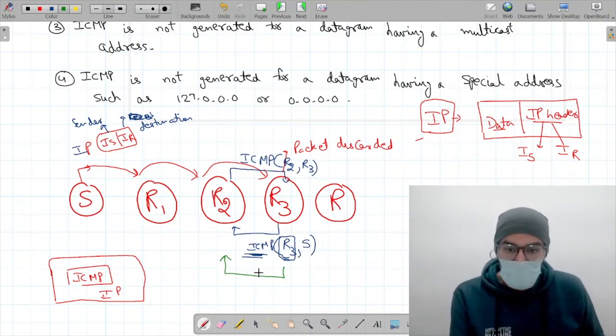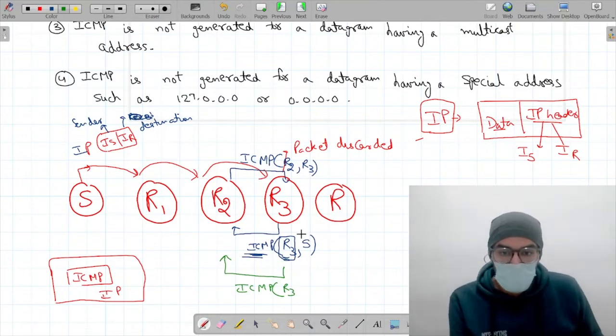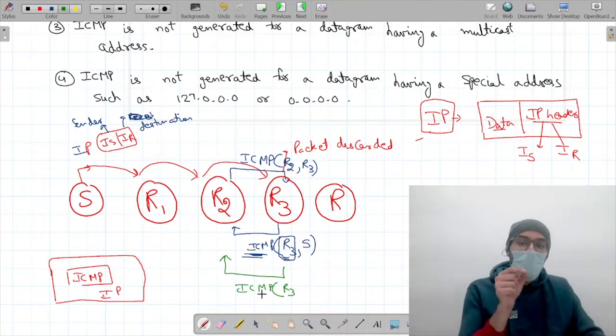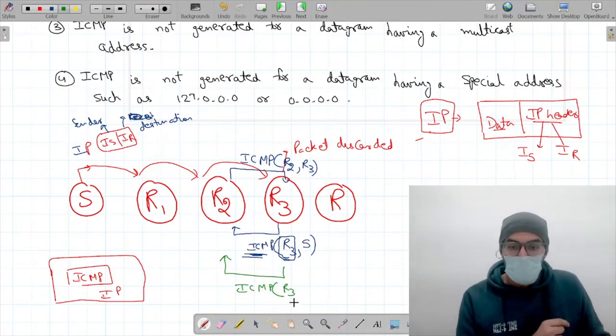Okay. And this ICMP message will be containing the initial sender and final receiver of the packet. Since this ICMP message in the IP packet is sent by router R3, the source is router R3, and it is meant for R2.